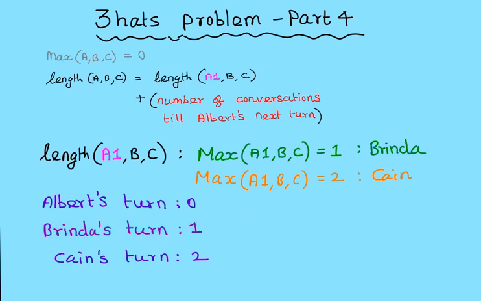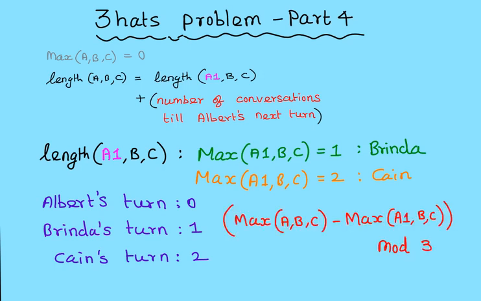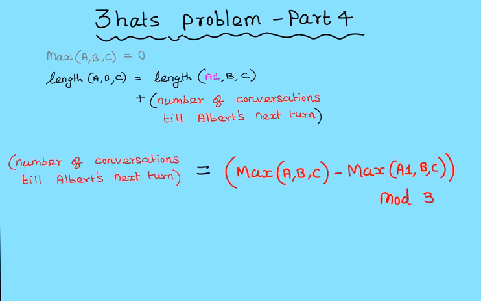So in general we can write that as max of ABC minus max of A1BC mod 3. So the number of conversations till Albert's next turn is this. Now the other two cases: what if max of ABC is equal to 1, and what if max of ABC is equal to 2, or similar. So for 1 this, and for 2 this.